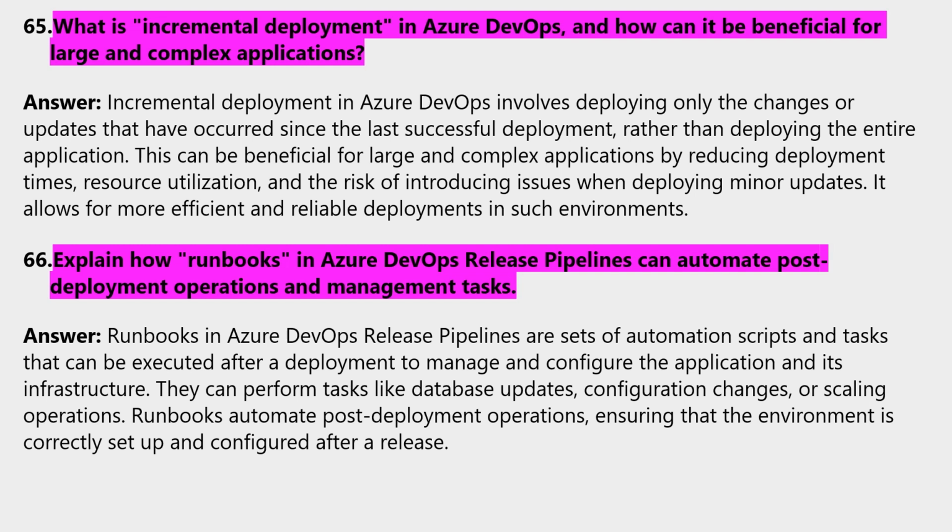Explain how runbooks and Azure DevOps release pipelines can automate post-deployment operations and management tasks. Answer: runbooks and Azure DevOps release pipelines are sets of automation scripts and tasks that can be executed after a deployment to manage and configure the application and its infrastructure. They can perform tasks like database updates, configuration changes, or scaling operations. Runbooks automate post-deployment operations, ensuring that the environment is correctly set up and configured after a release.